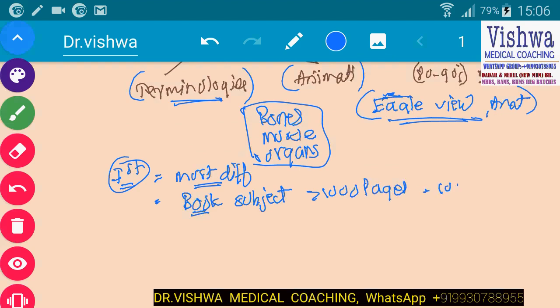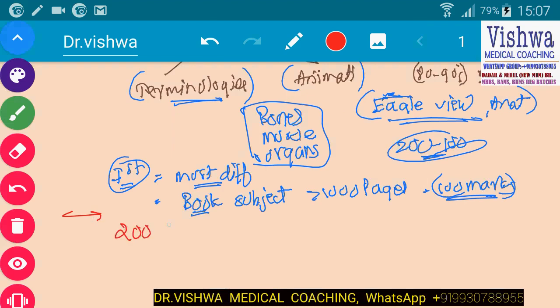It is only there for 100 marks. What we have seen is 200 pages for 100 marks till now. So it is easy for anybody to learn a 200 pages subject for 100 marks, and we can by heart things.